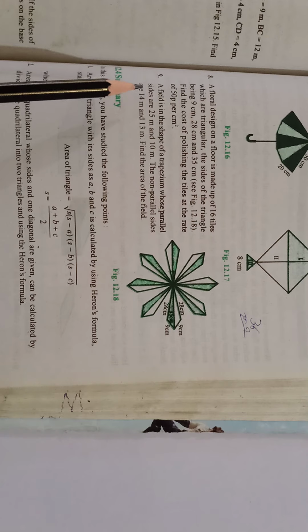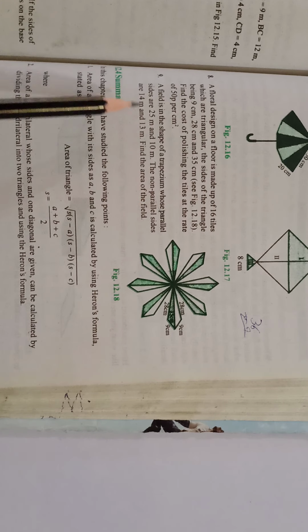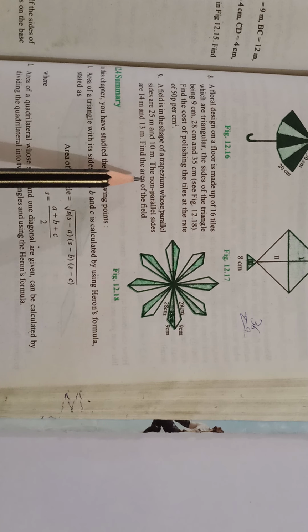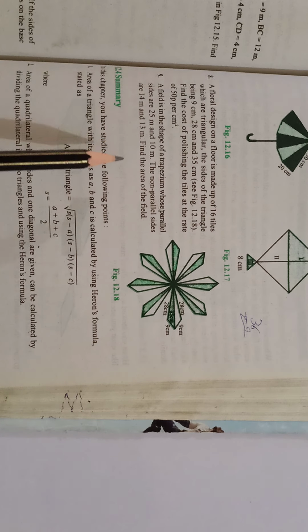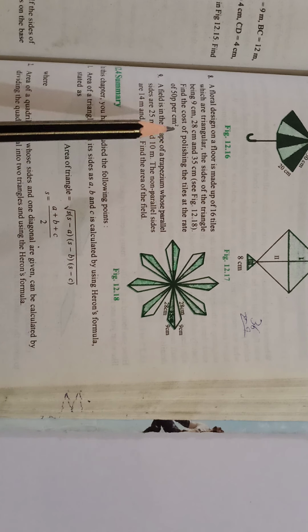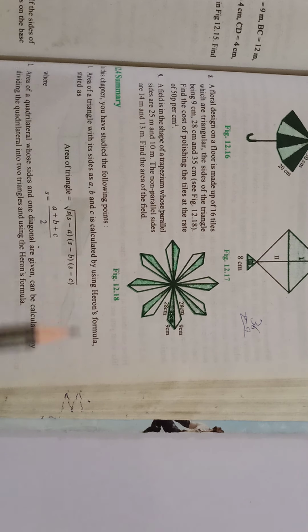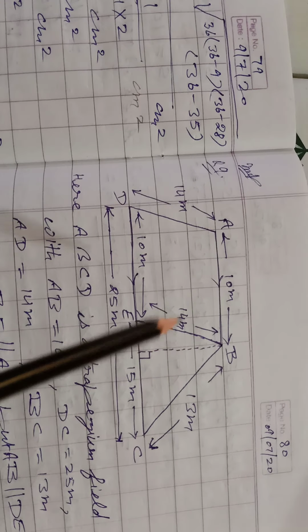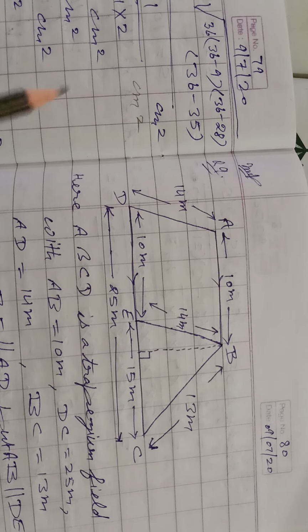Now we discuss next question 9. A field is in the shape of trapezium whose parallel sides are 25 meter and 10 meter. The non-parallel sides are 14 meter and 13 meter. Find the area of the field. This question is very important. Now this is the shape of the trapezium shaped field.